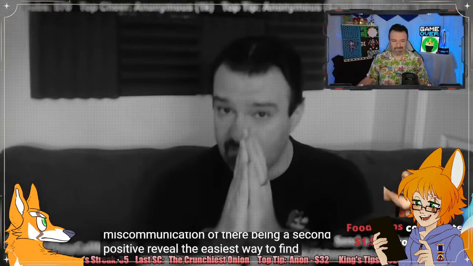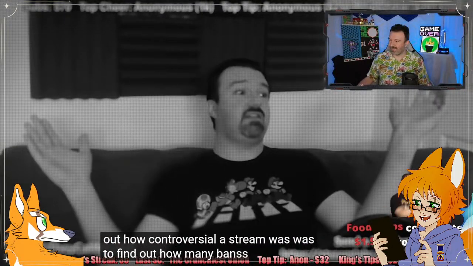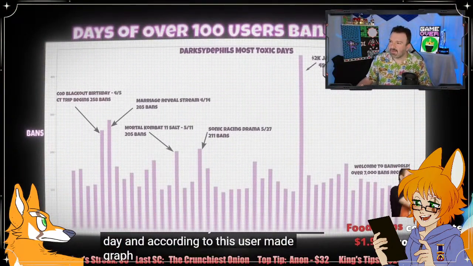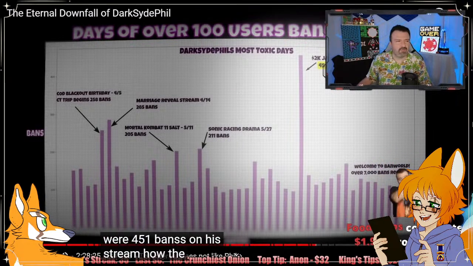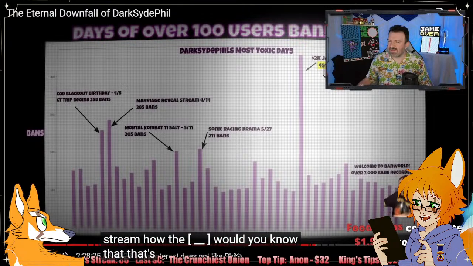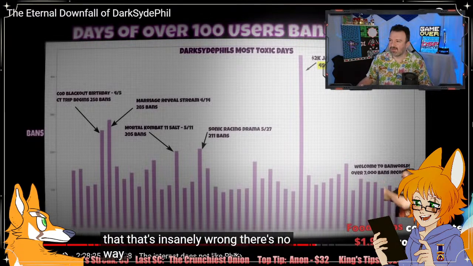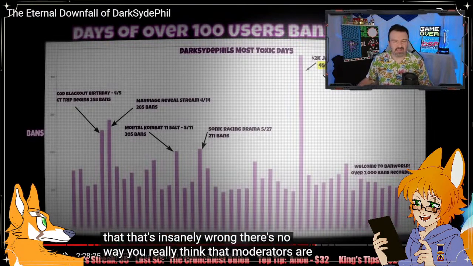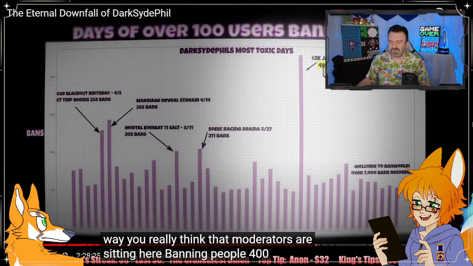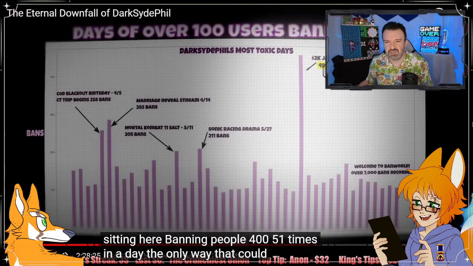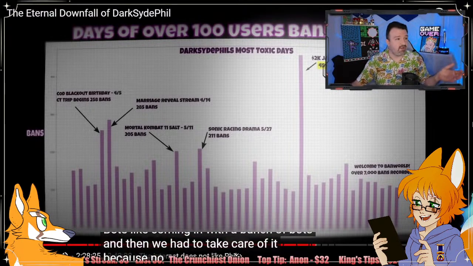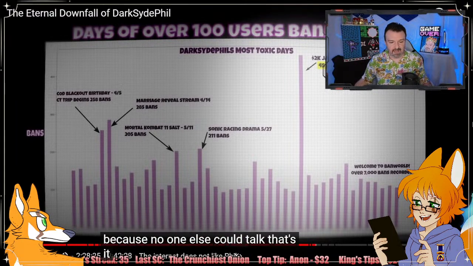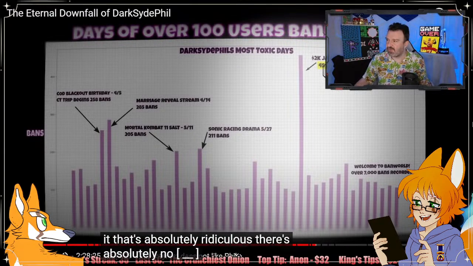The easiest way to find out how controversial a stream was to find out how many bans occurred that day. And according to this user-made graph, the day Jasper was revealed, there were 451 bans on his stream. Damn. How the fuck would you know that? That's insanely wrong. There's no way. You really think that moderators are sitting here banning people 451 times in a day? The only way that could be true is if someone was spamming the chat with a bunch of bots, and then we had to take care of it because no one else could talk. That's absolutely ridiculous. There's absolutely no fucking way. 451 people, unless it was bots.